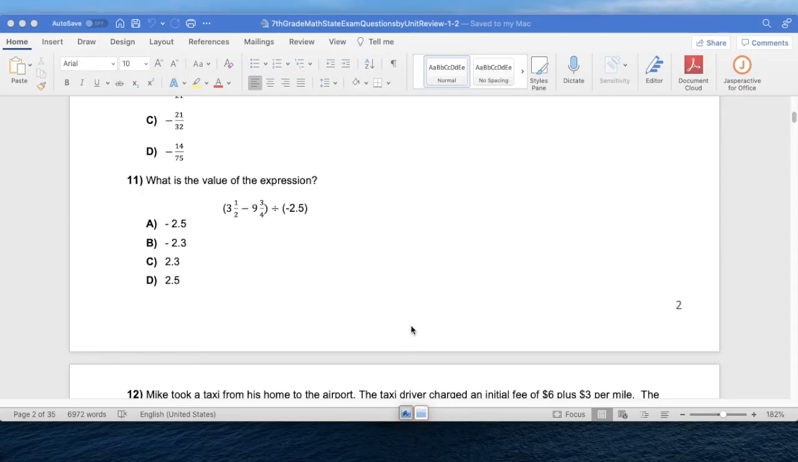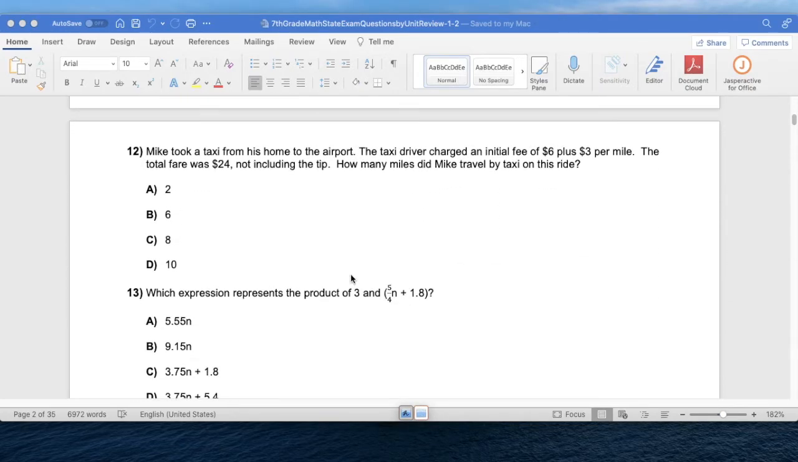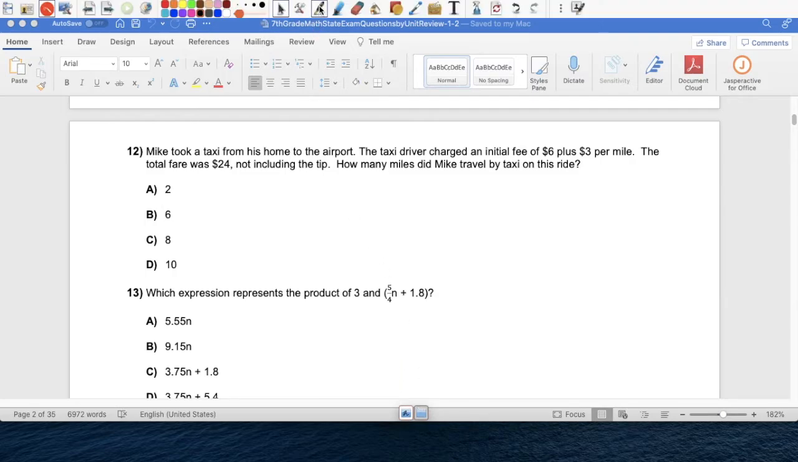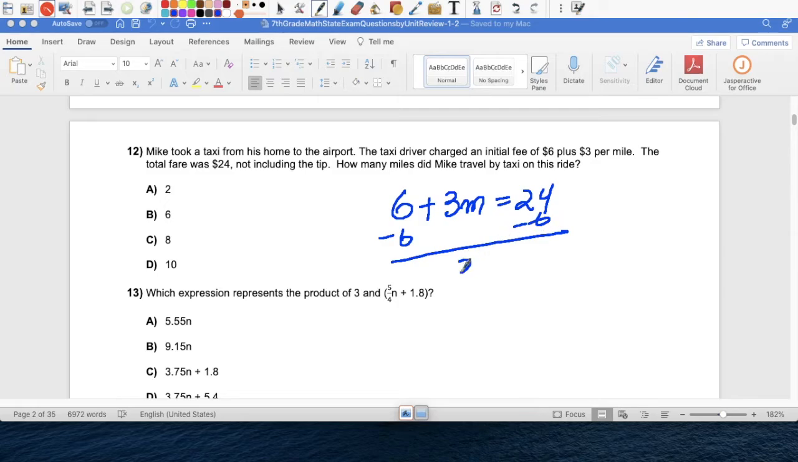12. Mike took a taxi from the airport. The driver charged him an initial fee of $6 plus $3 per mile. The total fare was $24, not including the tip. How many miles did Mike travel by taxi on his ride? So $6 plus $3 per mile equals 24. That's the equation. Okay, we gotta subtract 6 from each side. 3m equals 18. Divide both sides by 3, and m equals 6. So that one is pretty easy. 12 was B.